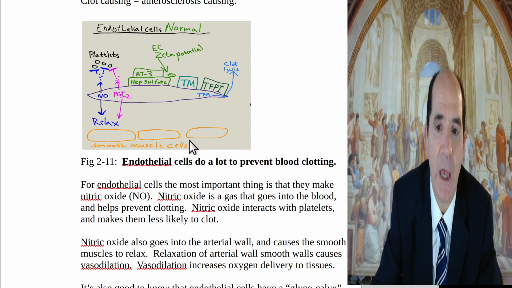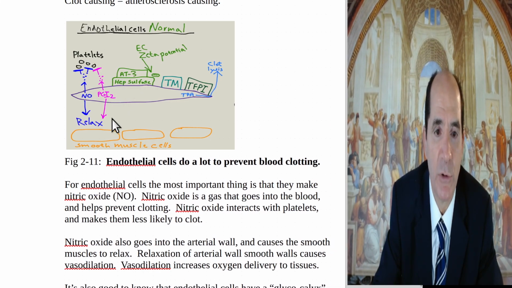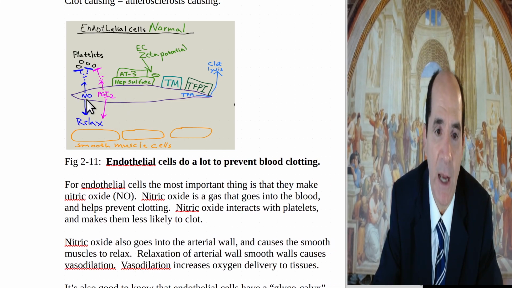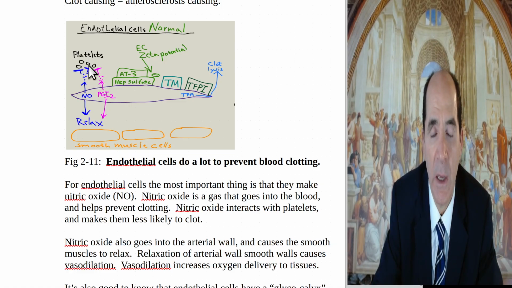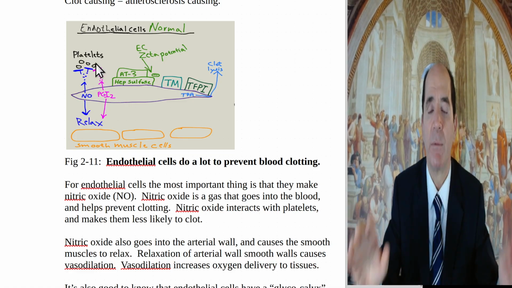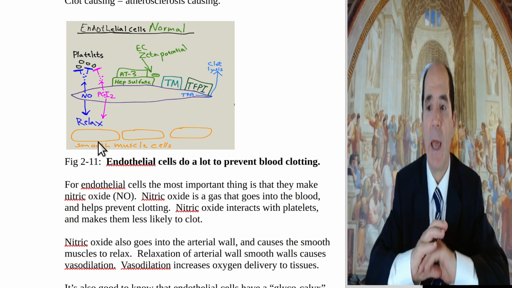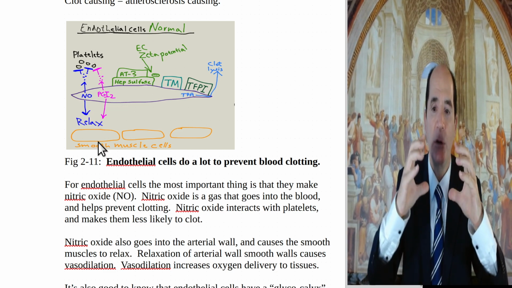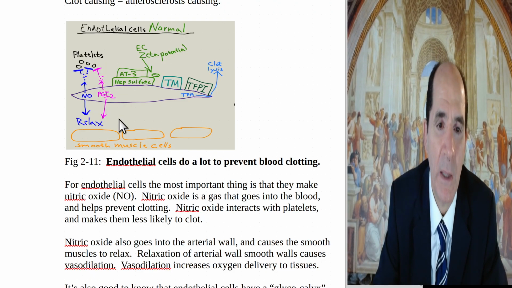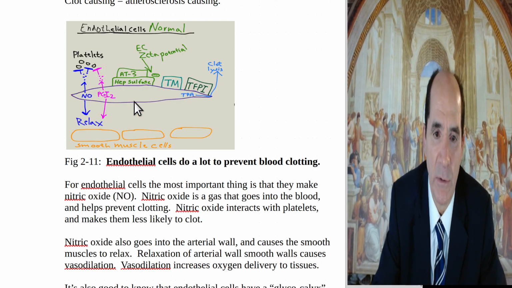The endothelial cells make a lot of nitric oxide. That's the most important thing they make. It's a gas. Nitric oxide diffuses into the lumen of the artery, interacts with the platelets, and prevents them from clotting. It diffuses into the wall of the artery, enters the smooth muscle cells, and blocks them from contracting, so the artery stays dilated, stays open. That's really the only thing you need to know about endothelial cells.